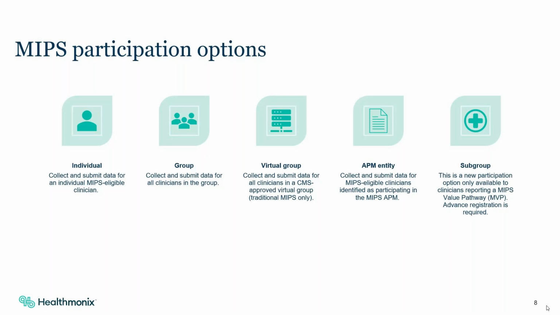But you can report as an individual, you can report as a group. There are virtual groups that can be set up. Very, very few participants in MIPS actually are using that option. You can report as an APM entity, for example, if you're in an ACO, an MSSP program, or other advanced payment models. And you can also, as of 2023, report as a subgroup. And we'll talk about these a little bit as we go forward.